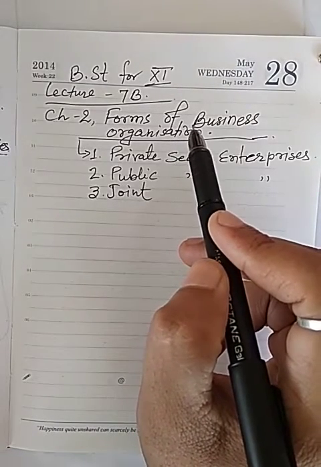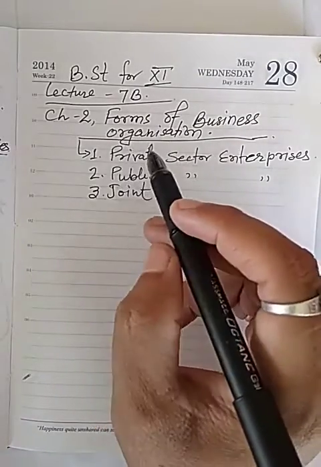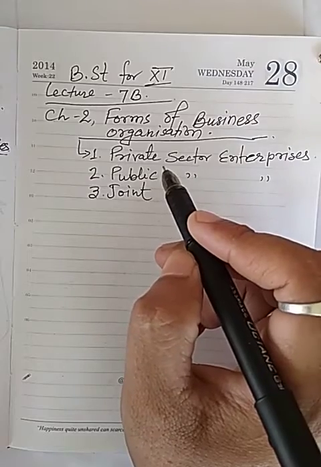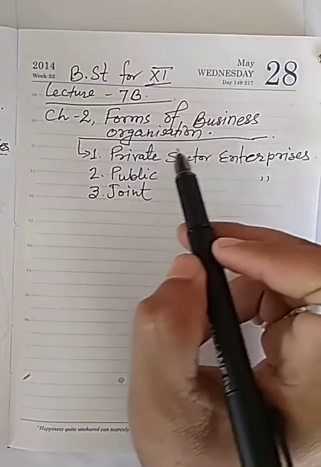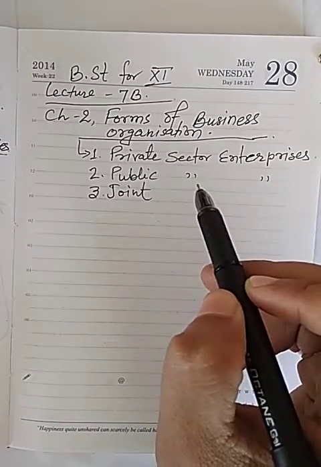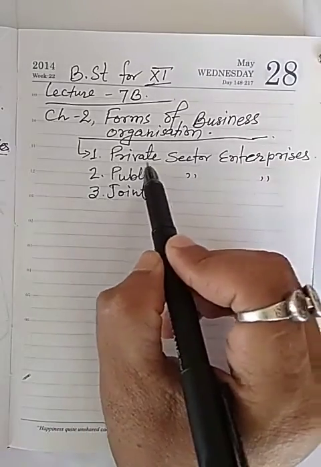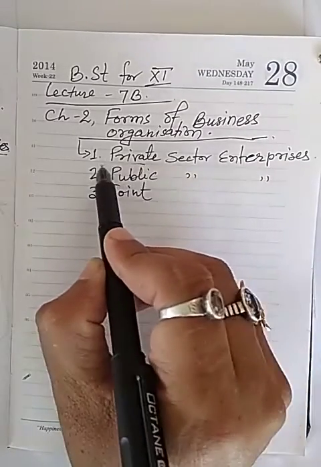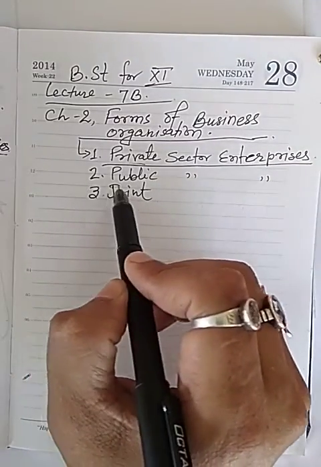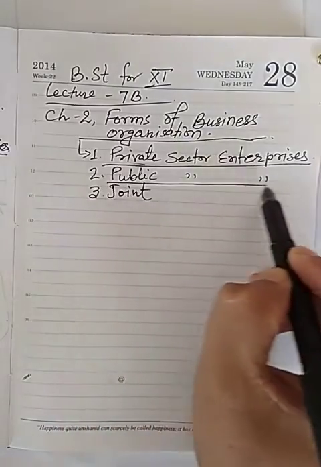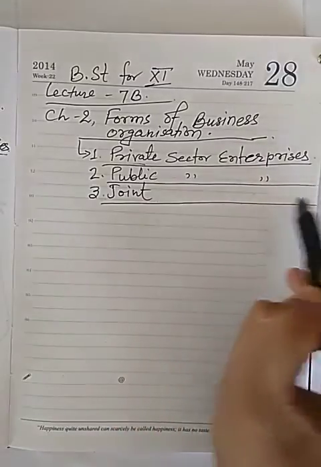So, forms of business enterprises or organizations may be classified into three broad categories. First is private sector enterprises. Second is public sector enterprises, and third is joint sector enterprises.